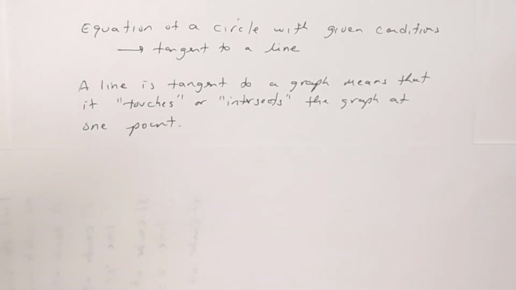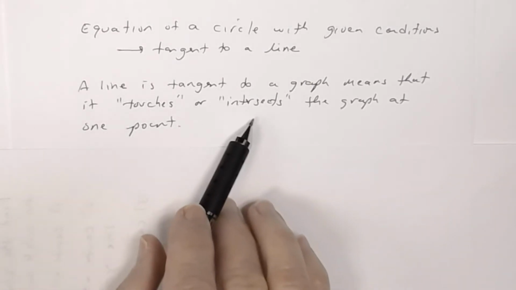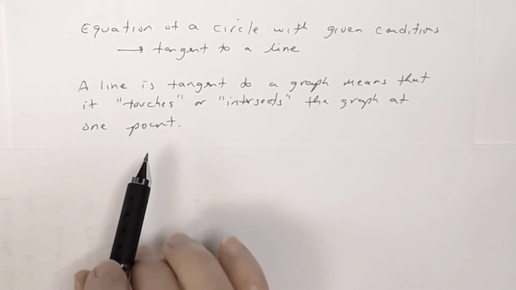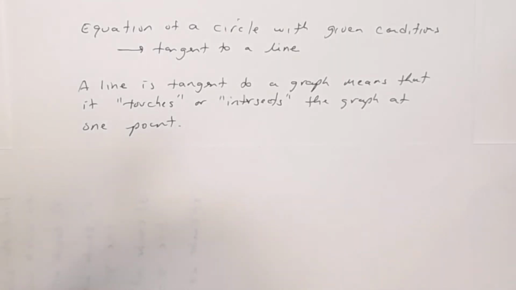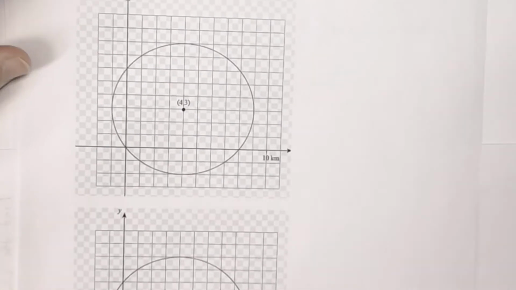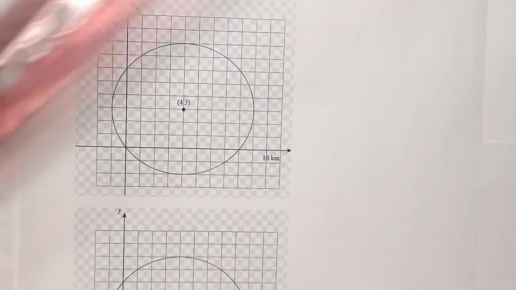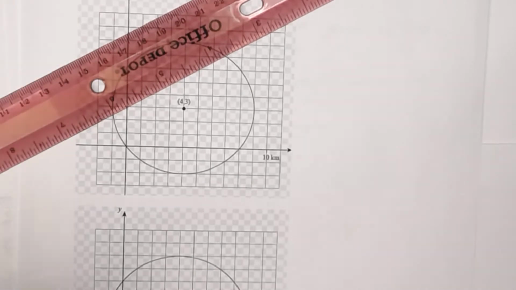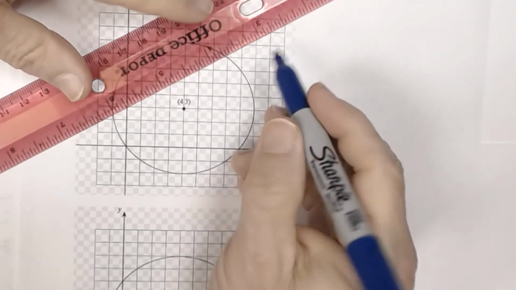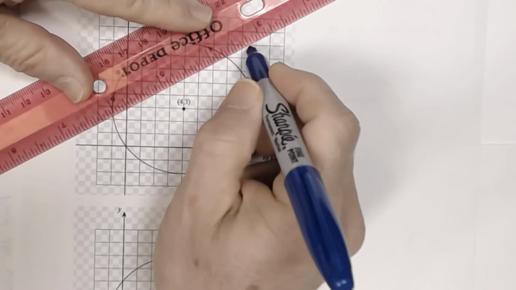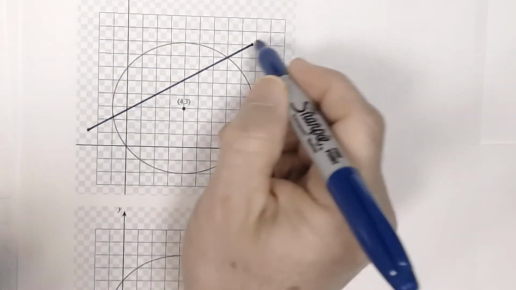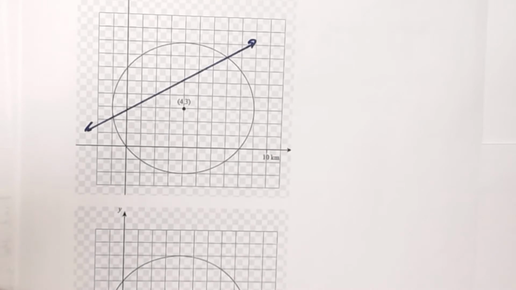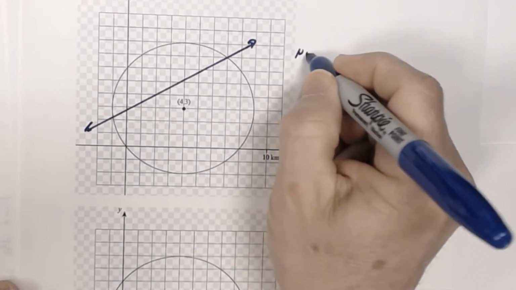A line is tangent to a graph means that it touches or intersects the graph at one point. Okay, at one point. So for example, now listen carefully to these scenarios. We are looking at a circle, so I am just going to be looking at circles here. If I draw a line like this, that line right here is not a tangent line.